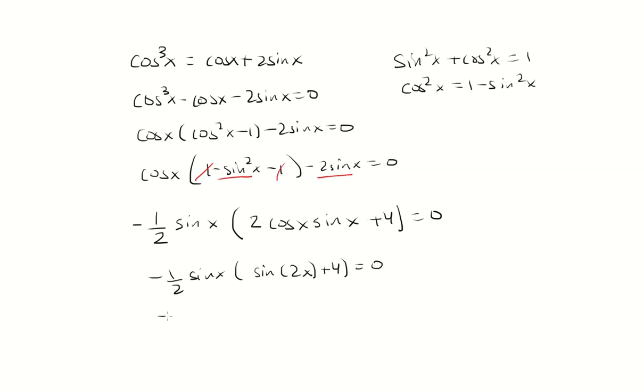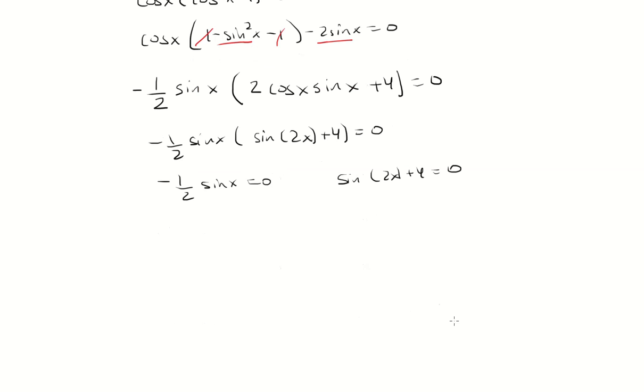And so we're going to set each factor equal to 0. We'll multiply both sides by negative 2 and get sine x is 0. And then here, subtract 4, we get sine of 2x is negative 4.